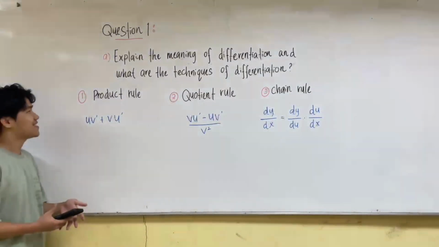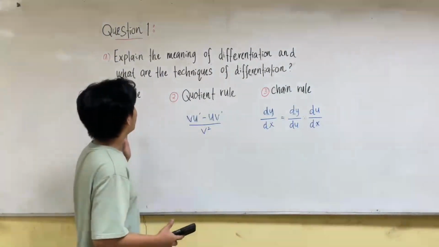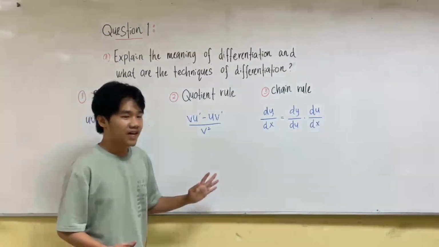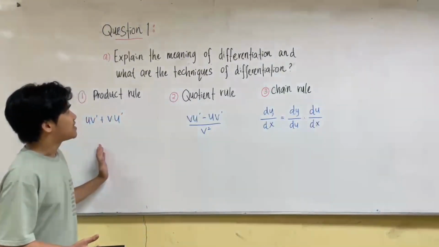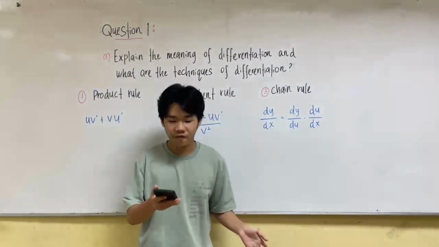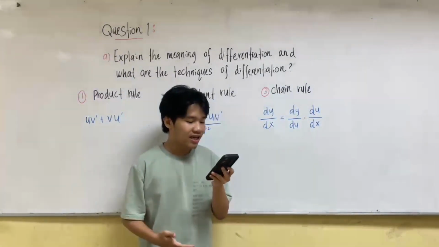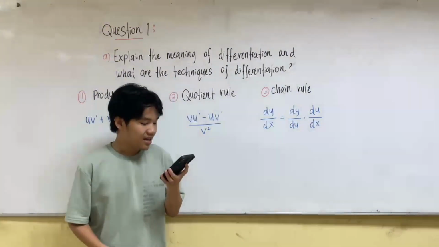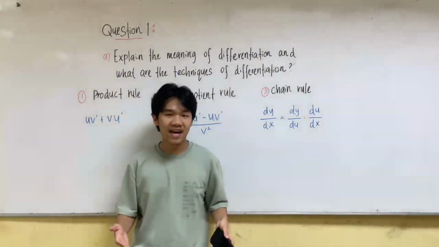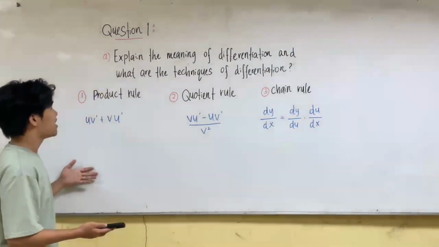Okay, let's start things off with question 1. The question asks us to explain the meaning of differentiation and the techniques of it. So, what is the meaning of differentiation? Differentiation is a process of finding a derivative of a function. A derivative shows us how a quantity changes in response to a change in another quantity. So, to simplify, it just means the process to find dy/dx.